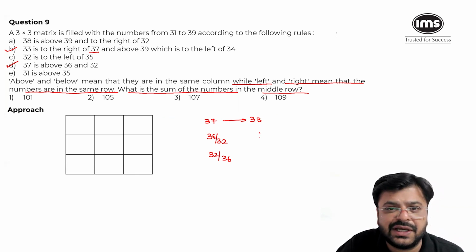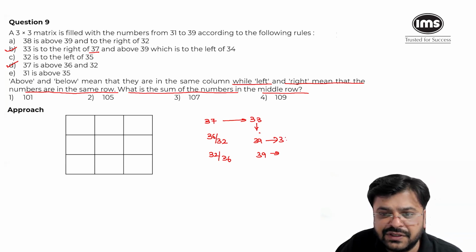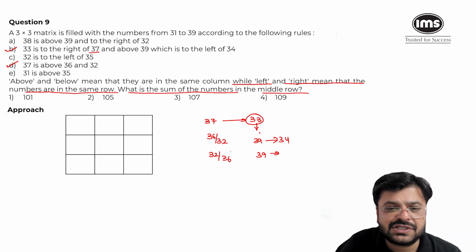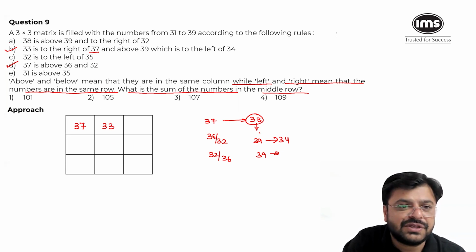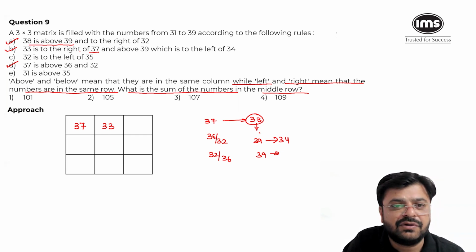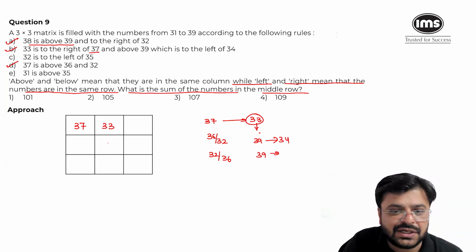And 33 is above 39, which is to the left of 34. So 39 is below 33 and 39 is to the left of 34. So wherever 39 is, we have 34 to the right of it, which means 33 must be in the second column. So let's put some values here, like 37, we know 33 is here. And from statement 1, we also know that 38 is above 39, which means 38, 39 and 33 are in the same column. And 38 is above 39. So 39 will be here.